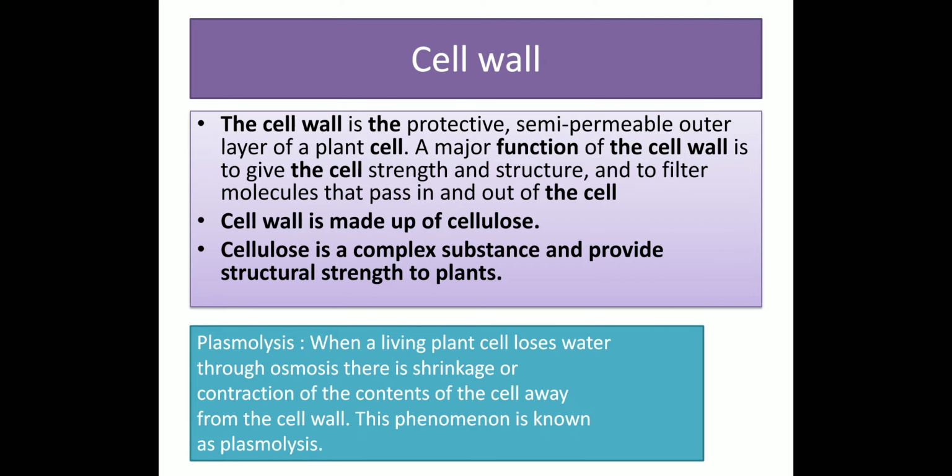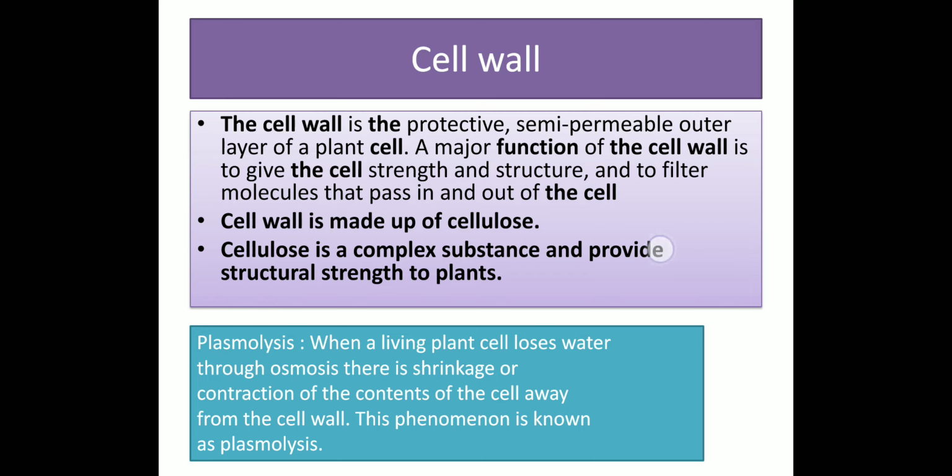Now we'll get to the cell wall. As we know, the cell wall is a protective layer outside the cell membrane. It is generally present in plant cells and absent in animal cells. Its main function is to give strength and structure to the cell and to filter the molecules passing in and out of the cell. The cell wall is made up of cellulose. Cellulose is a complex substance and provides structural strength to plants.